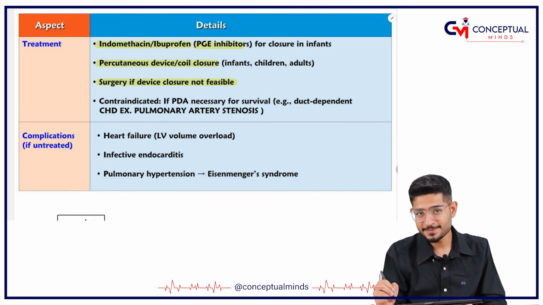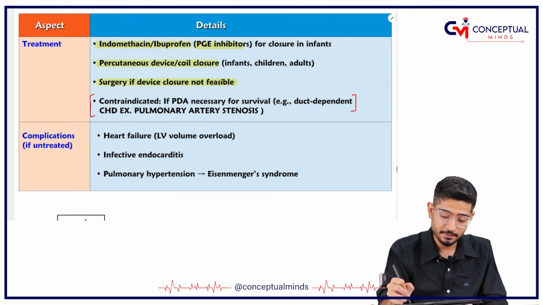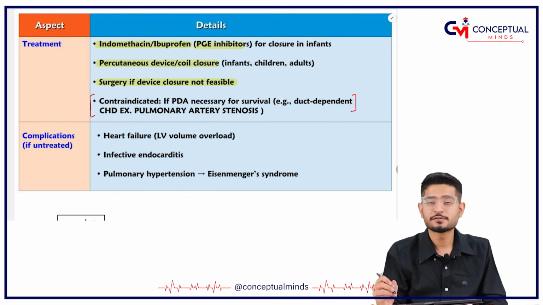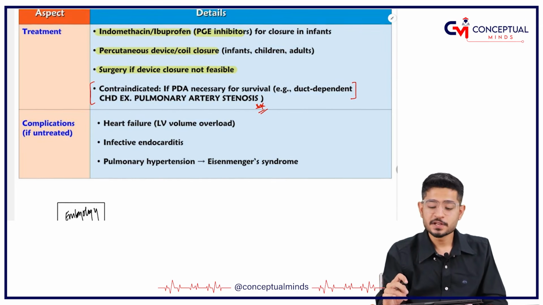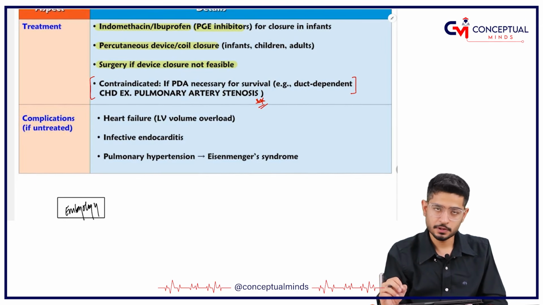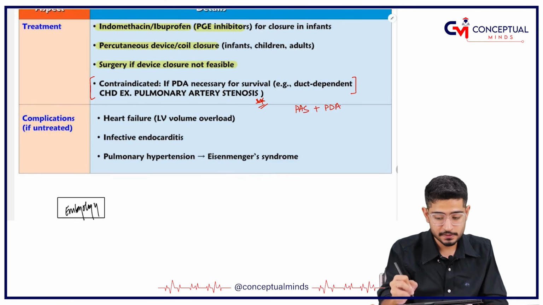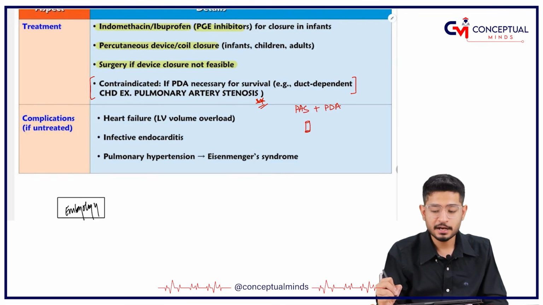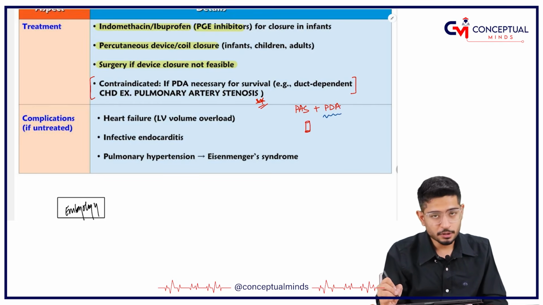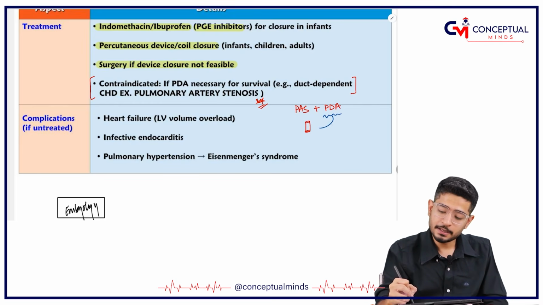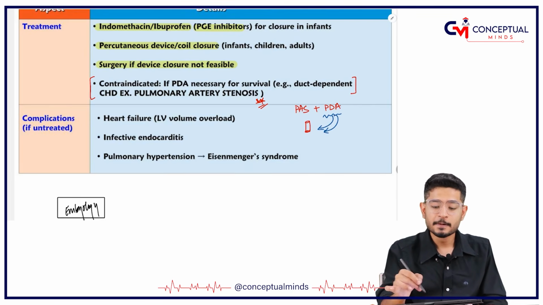But sometimes it's important to have a patent ductus arteriosus. For example, if there is a pulmonary artery stenosis, some children are born with pulmonary artery stenosis plus patent ductus arteriosus. So their lumen of the pulmonary artery is very low. In these patients, if there is PDA, please don't close it, because the lumen is very small and PDA allows a good supply to compensate the small lumen. So that's why it is actually good.